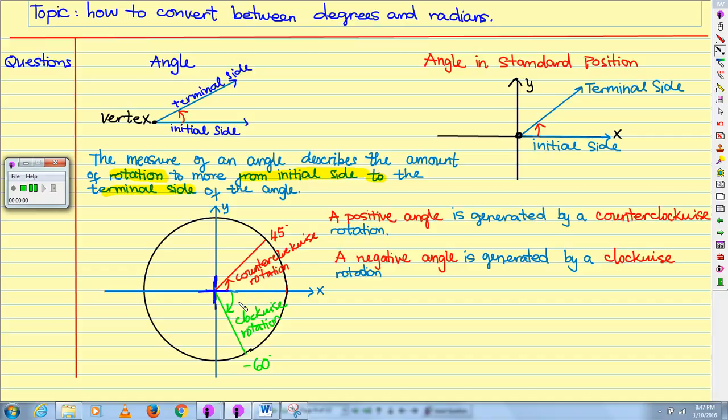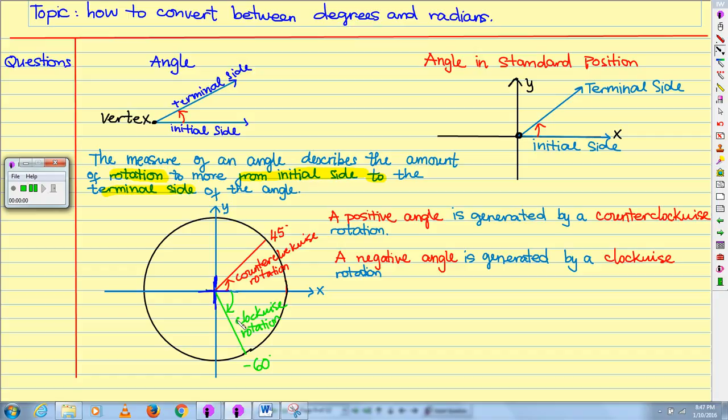A negative angle, you can see this angle is a negative 60-degree angle. This negative 60-degree angle is generated by a clockwise rotation from the initial side to the terminal side. So now we know how to draw a positive angle and how to draw a negative angle.